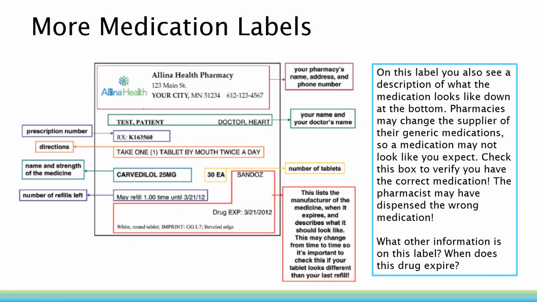On this label, you will see a description of what the medicine looks like down at the bottom. Pharmacies may change the supplier of their generic medicines, so the medicine may not look the way you expect it to look. Check the box to verify that you have the correct medicine. The pharmacist may have dispensed the wrong medicine. What other information is on this label? When did this drug expire? These are important. You'll notice that the expiration date is listed, as well as how many refills are left.